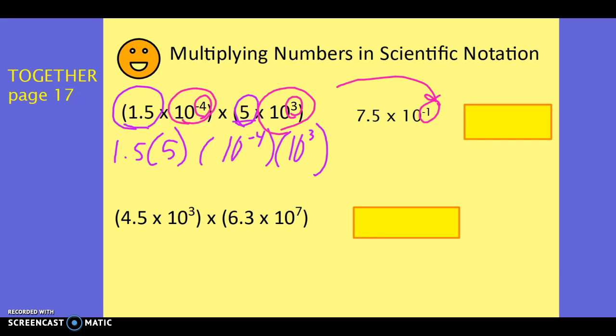All right, well, let's see if you did this correctly. So to get started, you multiply 4.5 times 6.3, and you get that answer. Then you multiply 10 cubed times 10 to the 7th, and again, remember our rule: when we multiply, when the bases are the same, we add the exponents. So I'm going to add the 3 and the 7.